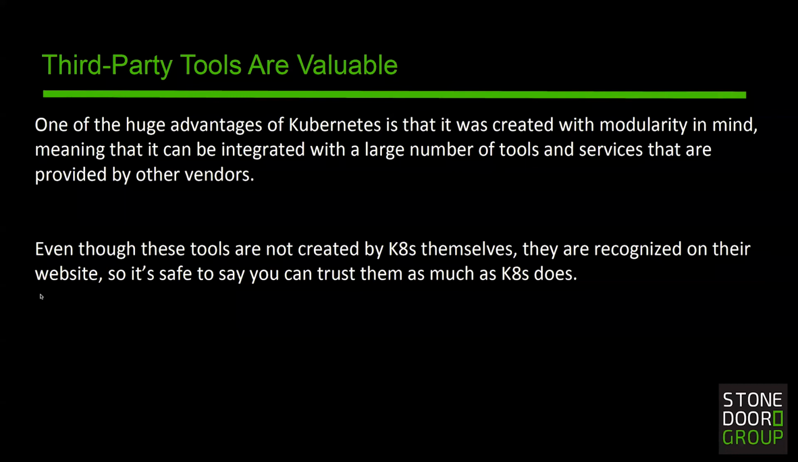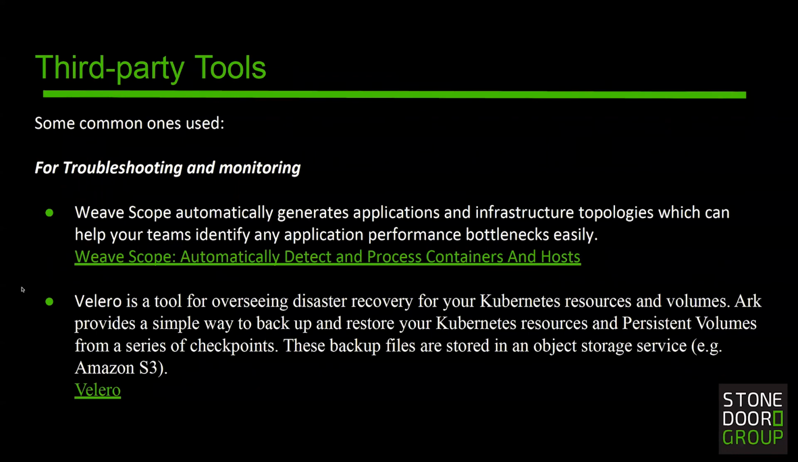So if you are looking for some tools for troubleshooting and monitoring, we have Weave Scope. So this generates applications and infrastructure topologies, and this can help your team identify any bottlenecks. Velero, this is for overseeing our disaster recovery of Kubernetes resources and volumes. So it'll provide this simple way for you to back up and restore these.